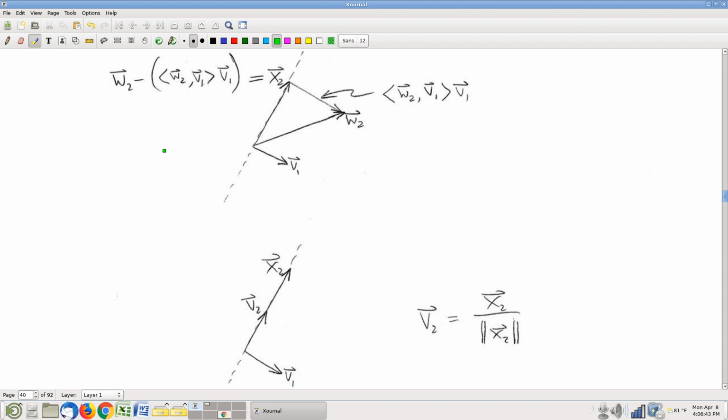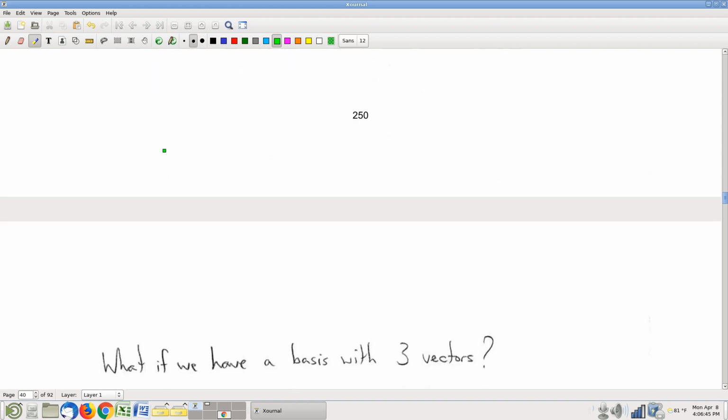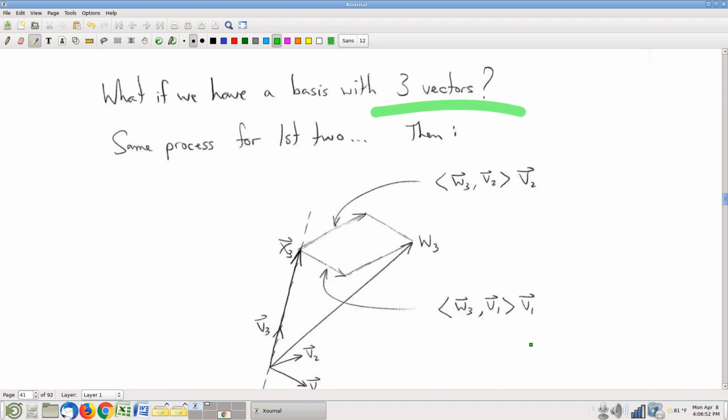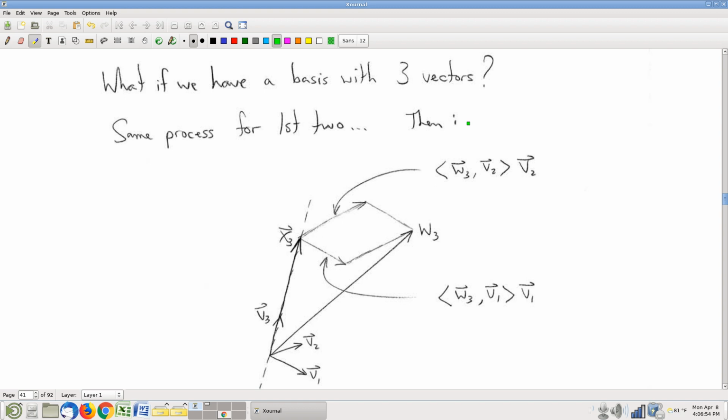What if you have more than two vectors? What if you have three vectors? Good news. The first two, it's the same process. You fix the first vector by just normalizing it. You fix the second vector by realizing that what you don't like about it is, to whatever extent it's pointing in the direction of the first vector. Nothing changes. Same exact formulas. So we don't have to repeat those formulas or rip-offs on the previous page.